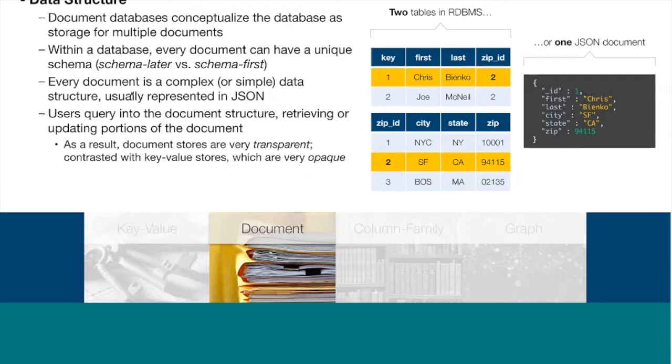And then users query into that document structure and retrieve portions of it or update portions of it. What's really nice about MongoDB is it is capable of modifying that document on the fly. Postgres does support some JSON capabilities like MongoDB, but MongoDB really does it in a better native way than Postgres does.